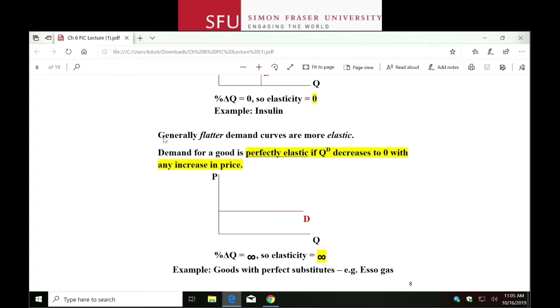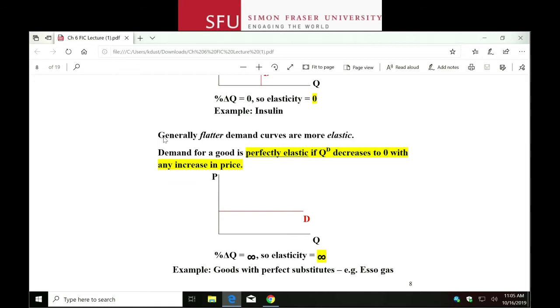So with gas, we talked about Esso gas as an example last week, right? Gas stations all sell the same gas, and it's very rare that anybody has a preference. Now, some of you might. My husband somehow thinks that one gas station is better than the other. And I think it's all in his head.